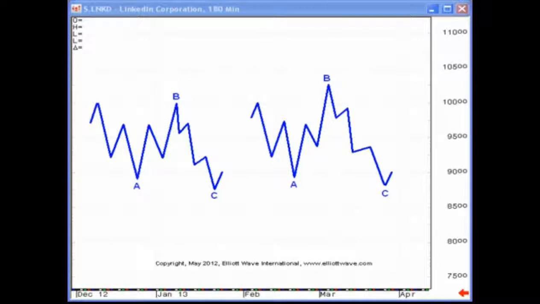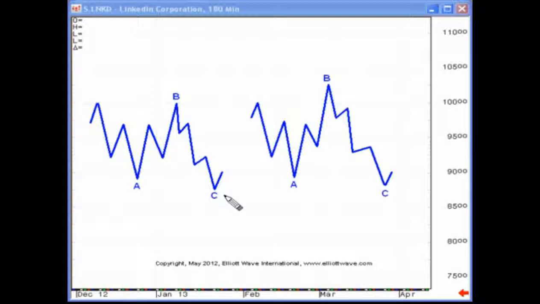Yesterday we examined the flat correction. And if you recall, over here to the left is what we actually looked at. A flat correction subdivides as a 3-3-5 pattern. We have waves A, B, C for wave A, B, C for wave B, and then once wave B is complete, you see a 5-wave move to the downside in wave C. Now that wave C can either be an ending diagonal or a straight impulse wave.